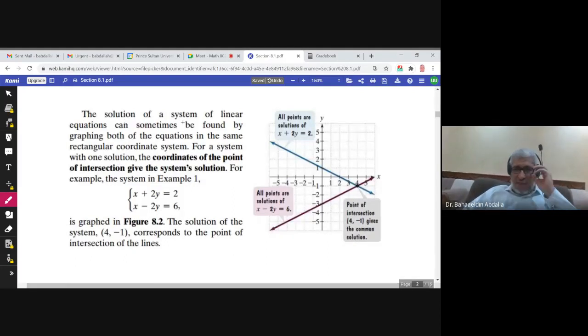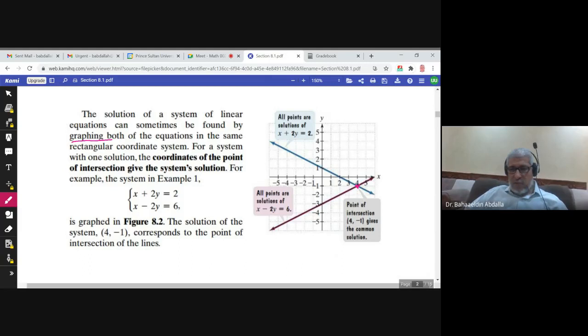Now, the solution of a system of linear equations can sometimes be found by graphing both of the equations. We said that for this equation, x plus 2y equals 2, the graph is a straight line. If you graph this equation, this would be the graph, the blue line. This is the graph of the first equation. The second equation is also a line. This is the graph of the second equation. So where is the solution? The solution is the intersection point, this point here.